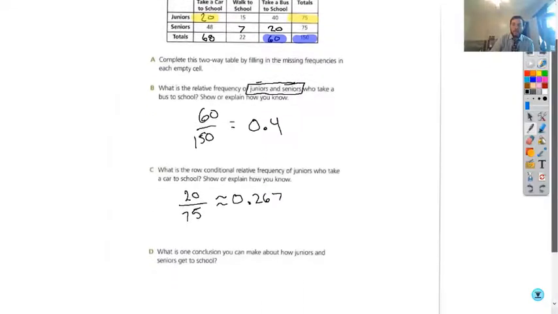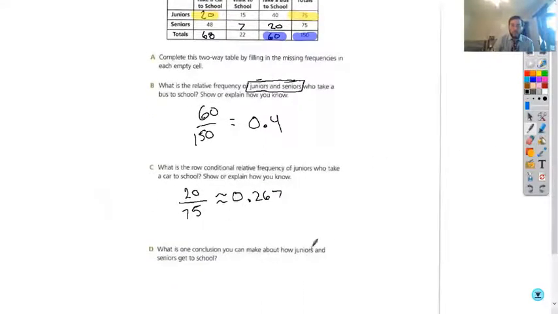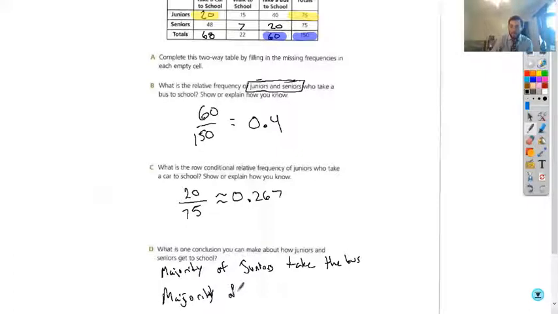So now, the final part here says, what is one conclusion you can make about how juniors and seniors get to school? So this one, you could have lots of different answers here as long as you can back it up with your data here. What I'm going to say is that the majority of juniors take the bus, and then the majority of seniors drive a car. So these are 2 statements that I can make, but now I want to back them up with data.